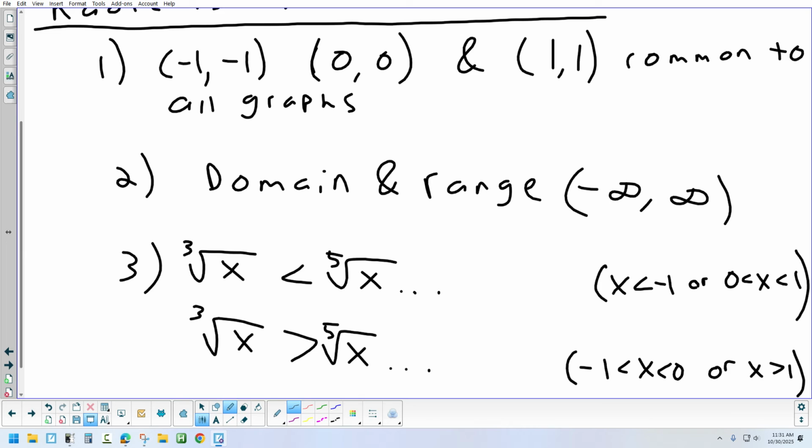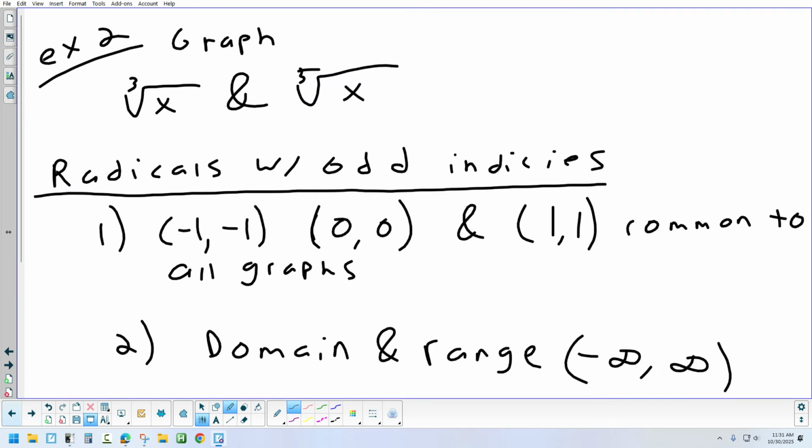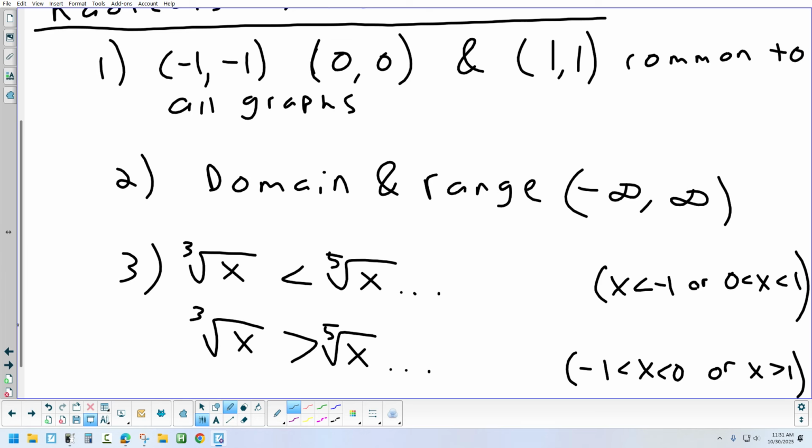Any questions on the characteristics of even or odd roots? All right. From now, we're going to look at transformations. Everybody have that?